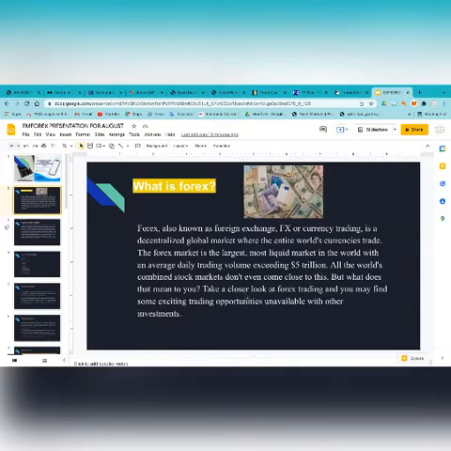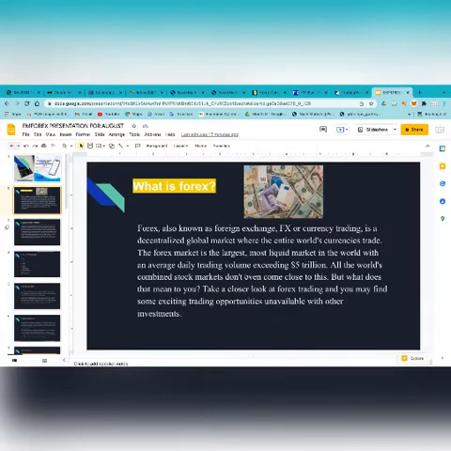Forex is also known as foreign exchange, FX, or currency trading. It's a decentralized global market where the entire world's currencies trade. The forex market is the largest, most liquid market in the world with an average daily trading volume exceeding 5 trillion. All the world's combined stock markets do not even come close to this. But what does that mean to you?